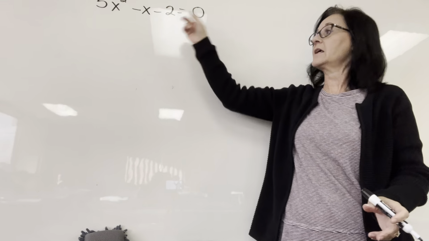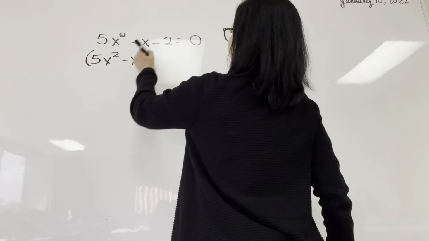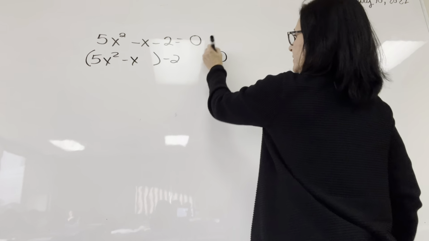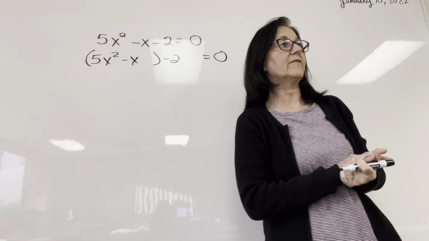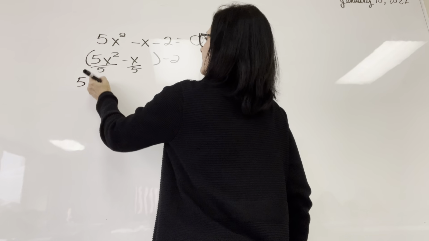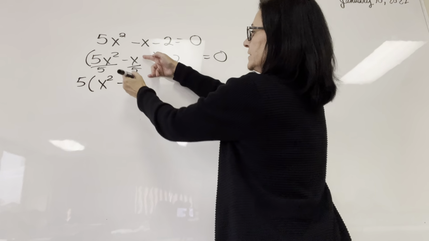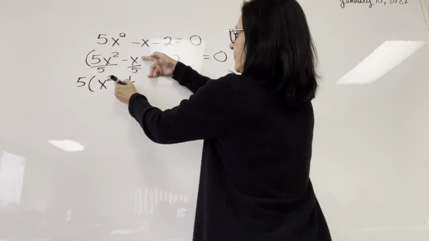All right, so we'll isolate the x squared and the x. Move the 2 on the outside of the parentheses because we're not factoring out of the constant. Then we will factor out the 5, and we end up with 5 times x squared minus 1/5 x. I'm going to remind myself I'm going to multiply by 5 out here, something that I'm subtracting.